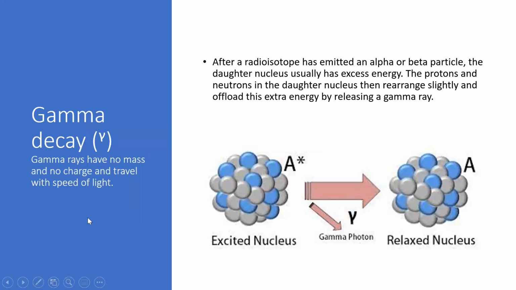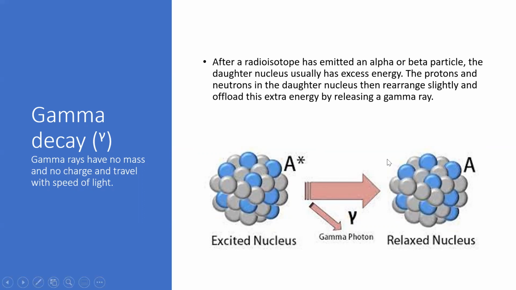Gamma decay. Gamma rays have no mass and no charge, and they travel with the speed of light, that is 3 times 10 to the power 8 meters per second. When a radioactive isotope emits an alpha or a beta particle and undergoes radioactive decay, the daughter nucleus that is created has excess energy and is in its excited state. You can see here this asterisk sign, which denotes that the nucleus is excited. We all know that when a nucleus or an electron is excited, it has to come down to its ground state and release that extra energy. Therefore, the protons and the neutrons in the daughter nucleus rearrange slightly and release this extra energy in the form of gamma rays.